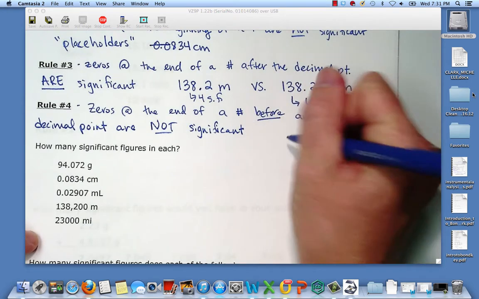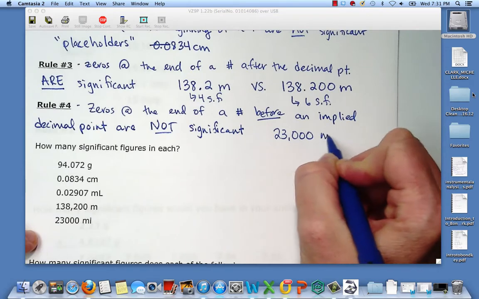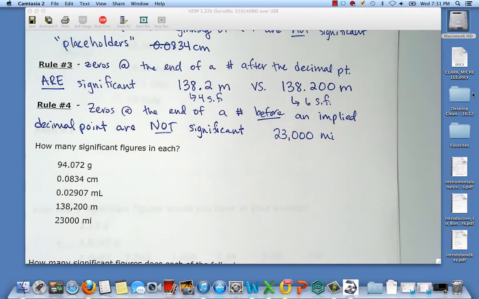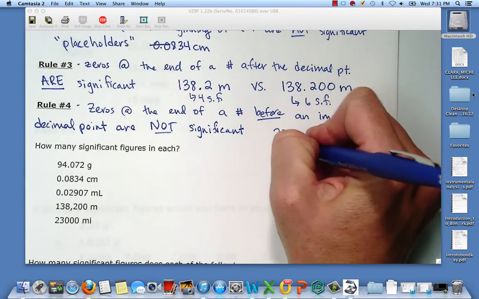So we saw this with 23,000 miles. The decimal point isn't explicitly written. So it's an implied decimal point. And there are zeros before the implied decimal point. So this is another case of placeholders. So again, you can just walk through these. So this only has 2 sig figs.